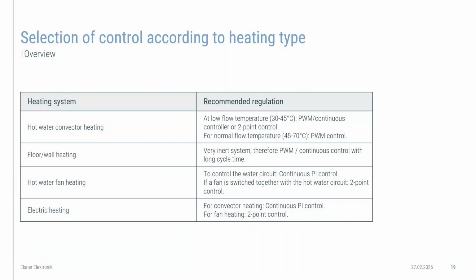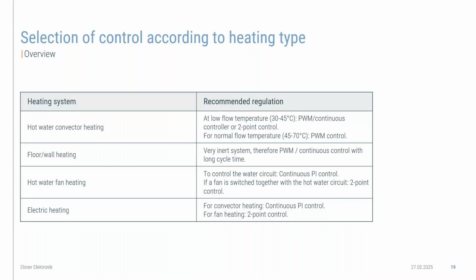Another heating system that is quite common is the hot water fan heating. In order to control the water circuit, continuous PI control should be used. So if a fan is switched together with the hot water circuit, the two-point control will be needed.